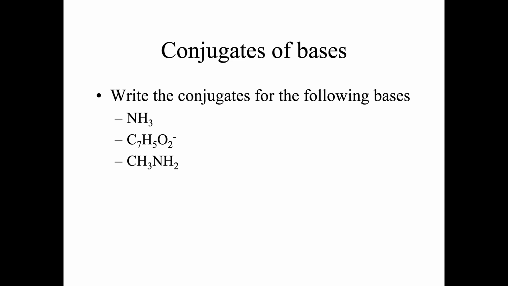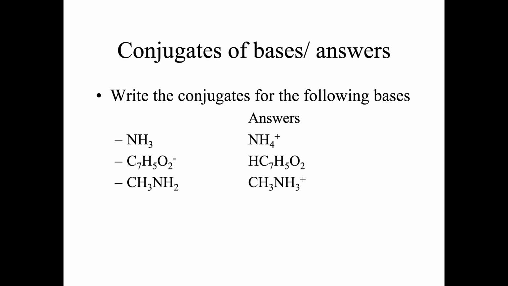All right, you're back from pause. Did you give it a go? Let's see how you did. All right, so add an H plus. This is the base. We add an H plus. That's the conjugate. This is the base. We add an H plus. There's a conjugate. Typically, we write acids with the H in front, but you can stick the H wherever you want in this class. Here, methylamine is a base. We add an H plus. We get CH3NH3 with the plus charge. So don't forget about the charge.